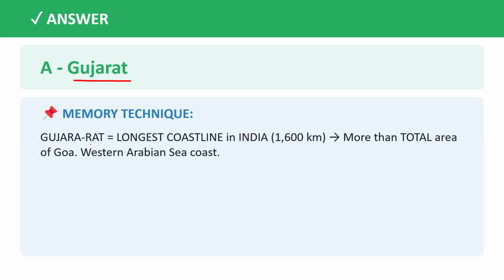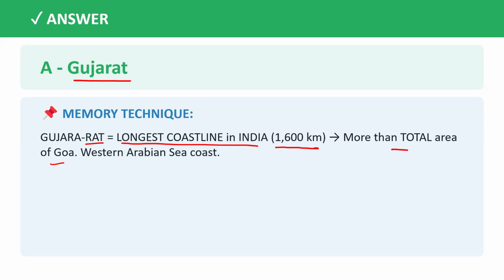So Gujarat, how can you remember? In Gujarat there is a rat. So the rat is running. It has to run a lot. It has to cover a long distance because it is in Gujarat. Because in Gujarat, every rat has to run long because it has the longest coastline in India, like 1,600 kilometers. And an interesting fact, this area is more than the area of Goa. So you can try to remember this in this particular manner.